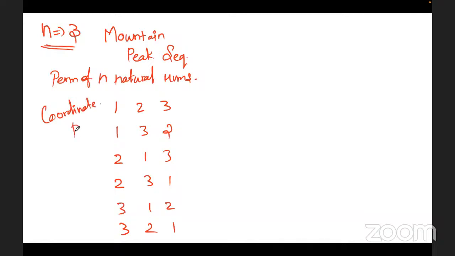Okay. So coordinate points. From these coordinate points, which are all the points, we will create a mountain peak sequence. You know how the mountain peak is like this, right? Okay.